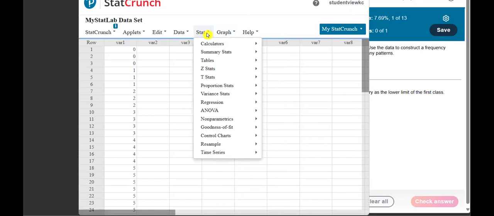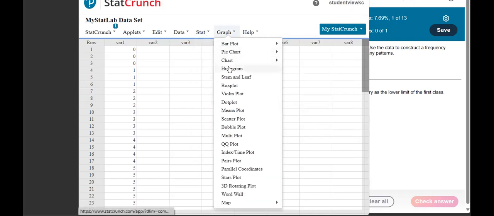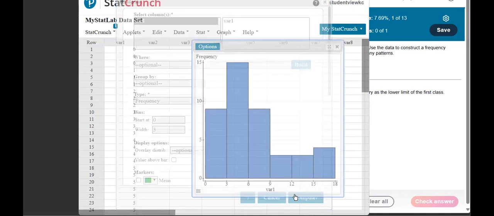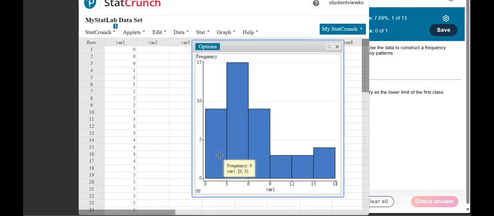So what I'm going to do now is go to Graph, Histogram, select the column, and start with the lowest number in our data set. Our lowest number was 0, and our width, we just calculated, has to be 3. I'm going to leave everything else alone, and it's going to make me a very nice histogram with 6 classes.